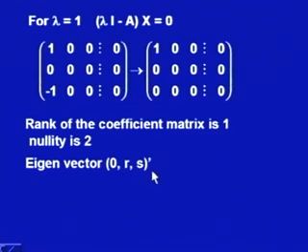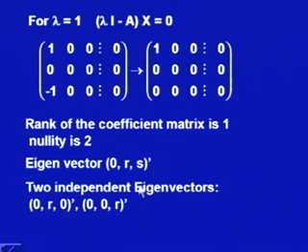Now, this involves two arbitrary constants r and s. That means there are two independent vectors as a solution of this system. They are 0 r 0 and 0 0 r. So, in this example we have a repeated eigenvalue 1 with multiplicity 2, and when we solve for eigenvectors corresponding to this eigenvalue, we find that there are still two independent eigenvectors associated with the given matrix.